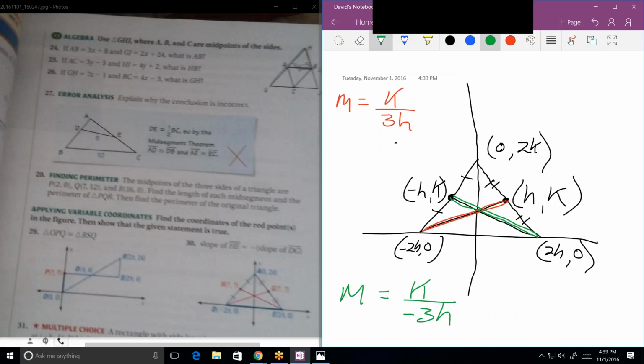And now I've proved what they want me to prove. As long as the red slope is k over 3h and the green slope is k over minus 3h, then that proves that statement there.